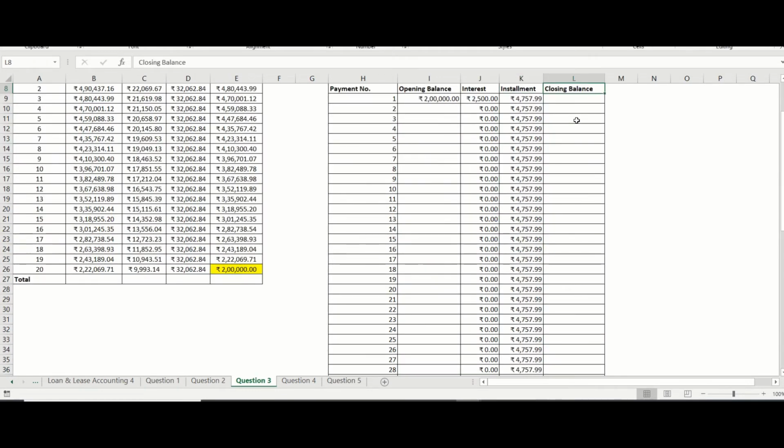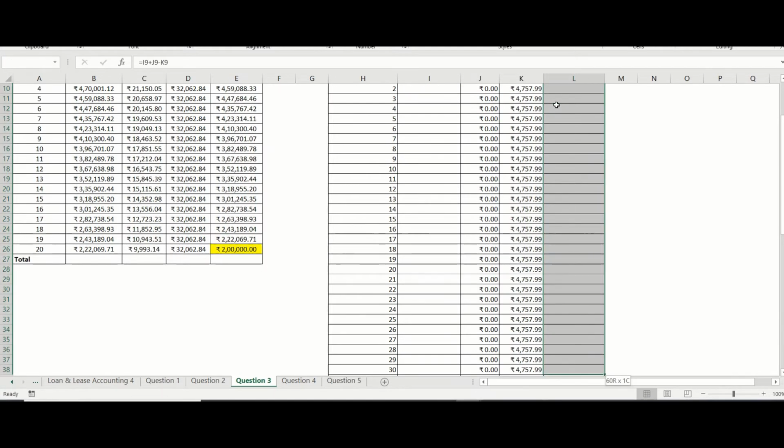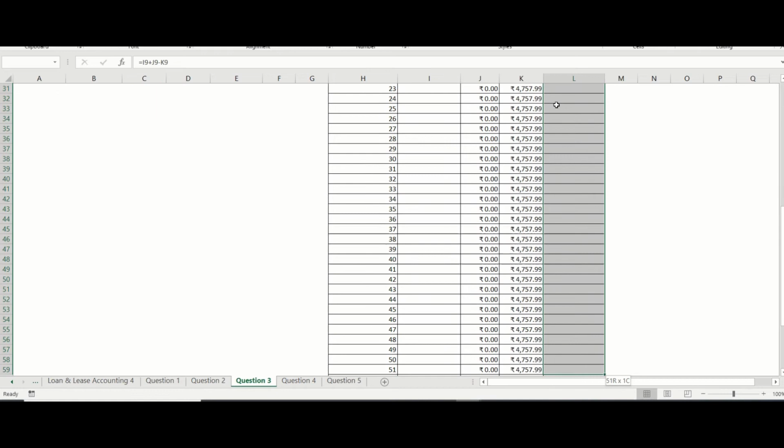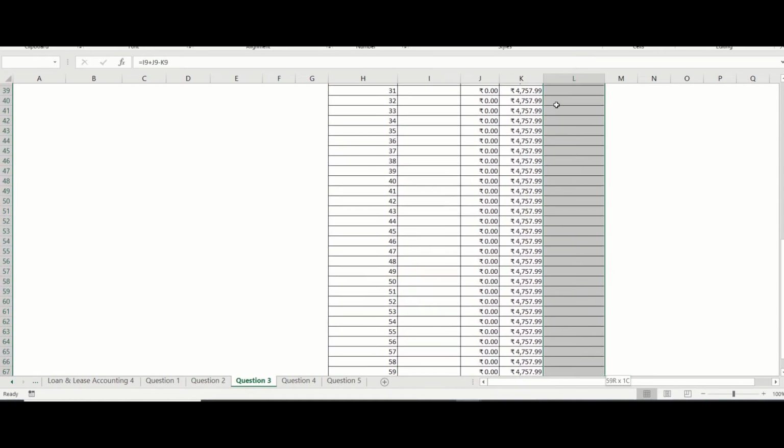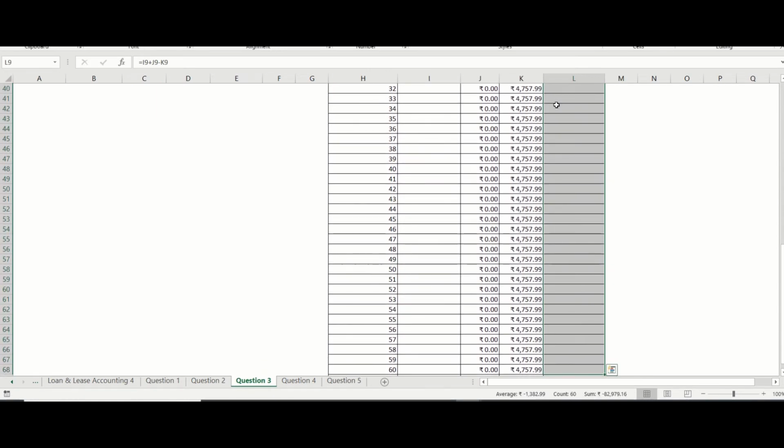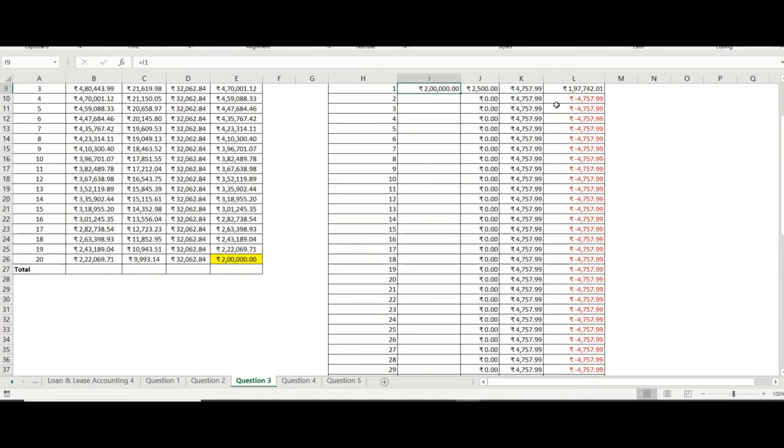Right? Next closing balance calculate कर रहे हैं, which is opening plus interest minus installment, right? I drag this down. Control D. ठीक है? Opening balance of second installment is closing balance of first. I again drag this down.